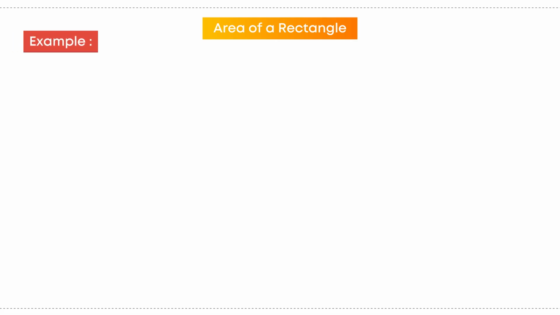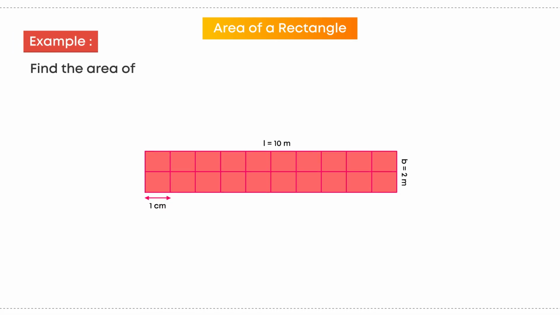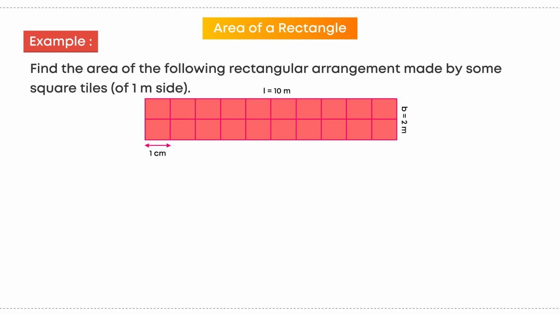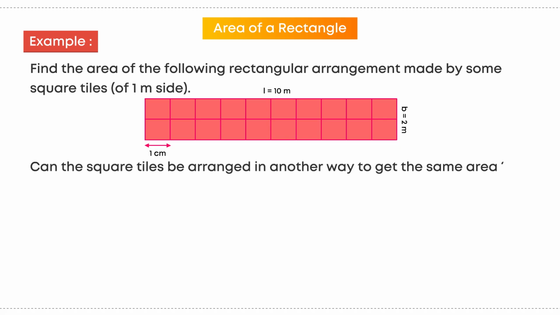Example. Find the area of the following rectangular arrangement made by some square tiles of 1 meter side. Length is equal to 10 meters. Breadth is equal to 2 meters. Can the square tiles be arranged in another way to get the same area?